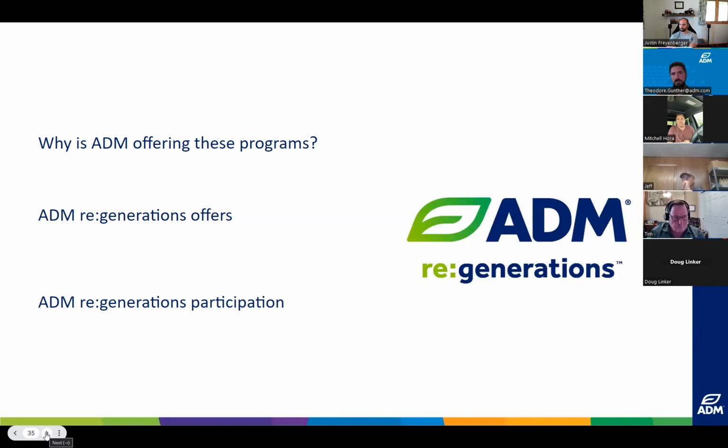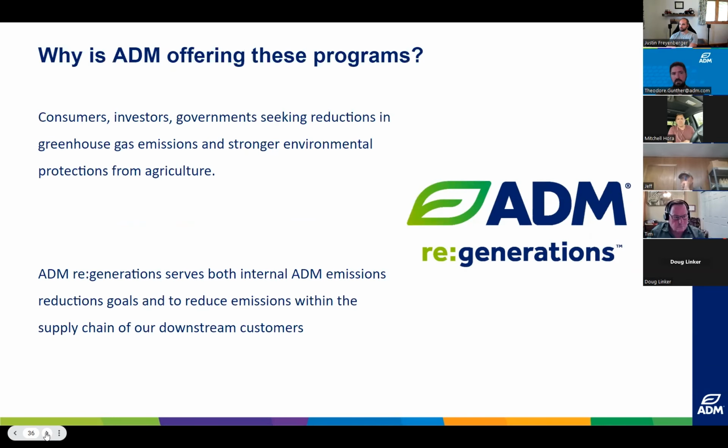Mm-hmm. So if you look at these programs, there's a lot of interest from different stakeholders here. Consumers, investors, governments are all seeking reductions in greenhouse gas emissions. I don't think that's a secret. I think everybody has been aware of this for a while.